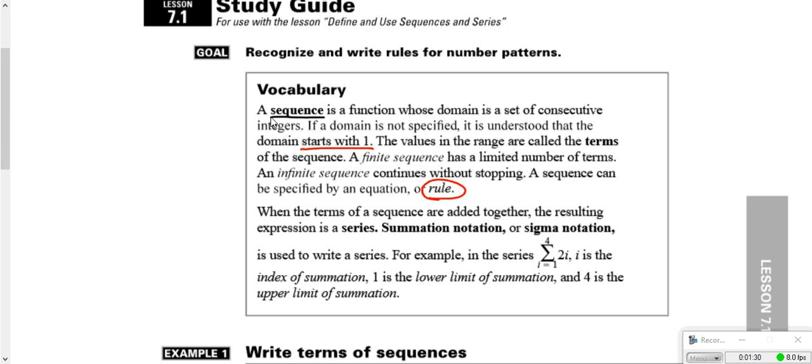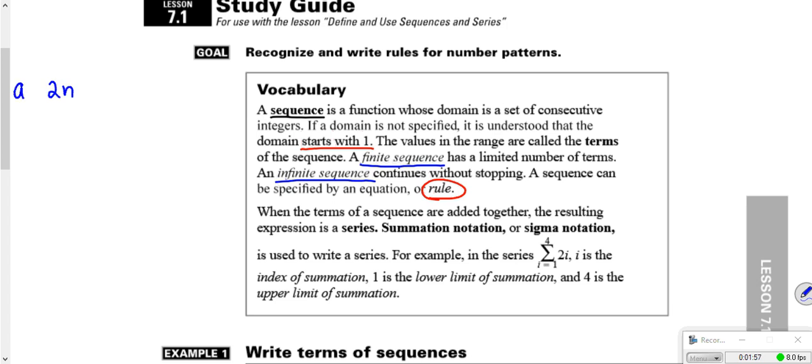We've got two different types of sequences. We've got a finite sequence that has a particular beginning and an end. And then we have an infinite sequence. Those are the ones that end with the ellipses, the dot, dot, dot, that keep going on. So for instance, a rule may be like 2n.